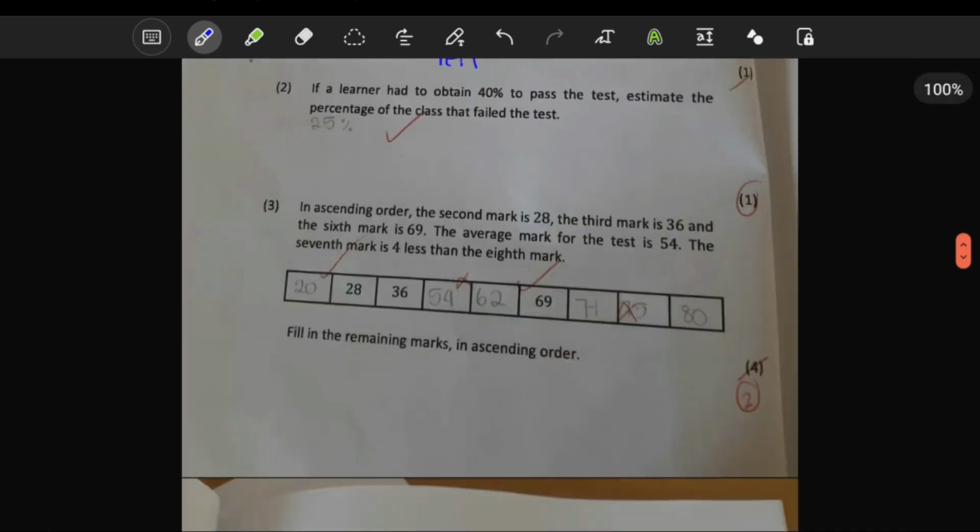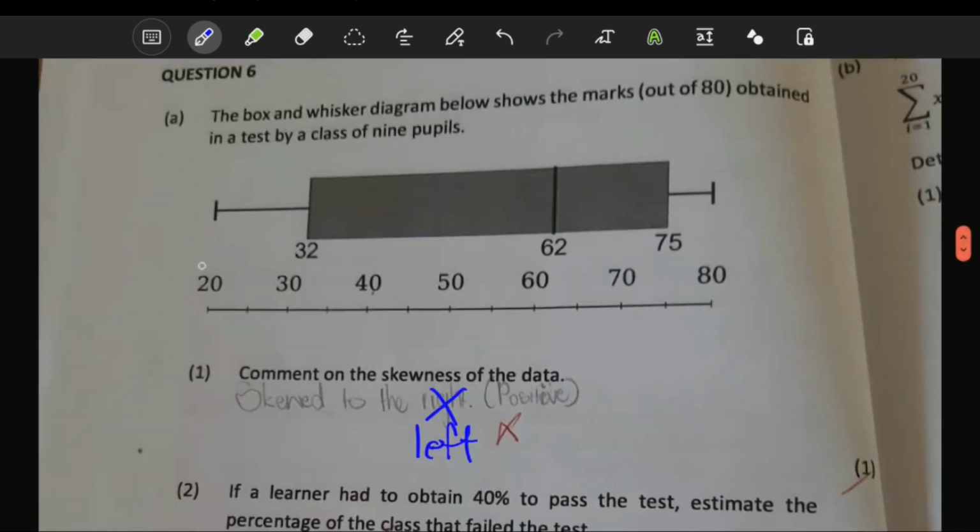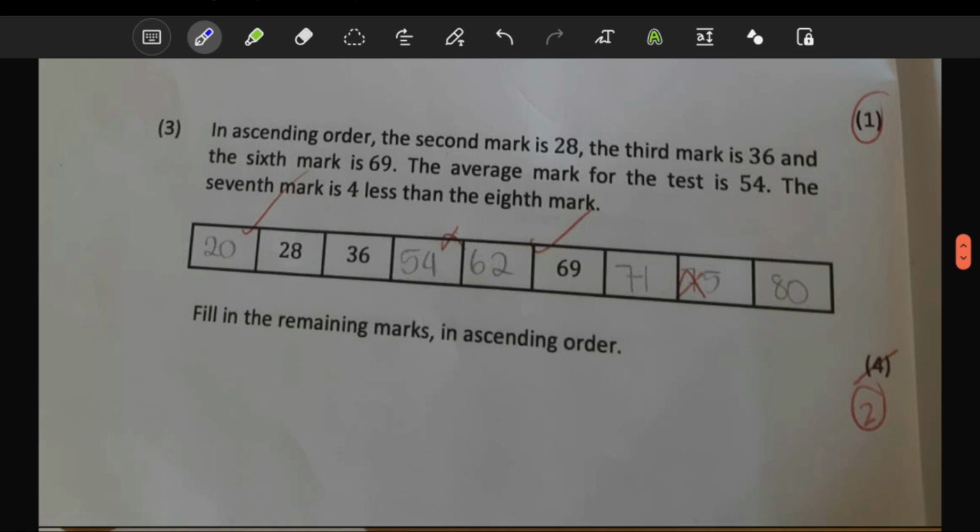So for 4 marks here, they said that in ascending order, the second mark is 28, the third mark is 36, and the 6th mark is 69. They say the average mark is 54. The seventh mark is 4 less than the 8th mark. Okay, let's see here. Firstly, according to the box and whisker diagram, the minimum is around 20, the maximum is around 80. So these two are definitely supposed to be there.